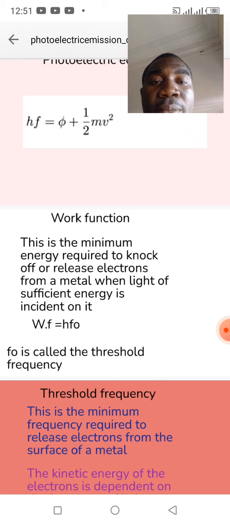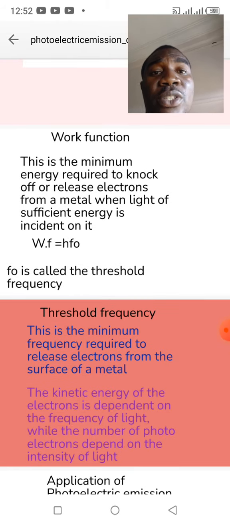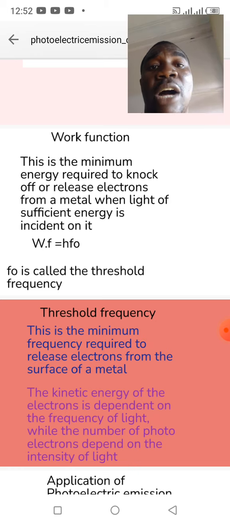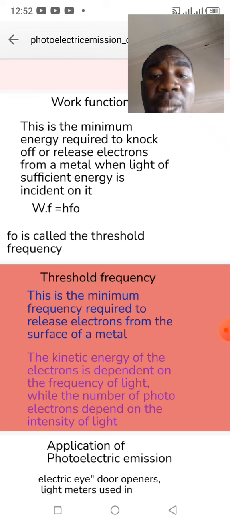It will interest you to know also that when these electrons are being ejected, their kinetic energy is solely dependent on the frequency of the incident radiation, not the intensity of the incident radiation. This is that part of physics that debunks some of the things we know in classical physics. So please, the kinetic energy of the electrons is dependent on the frequency of the light, while the number of photoelectrons depends on the intensity of the light.